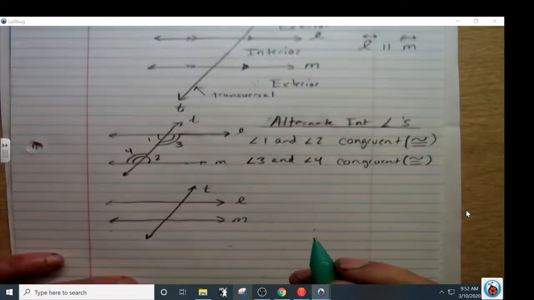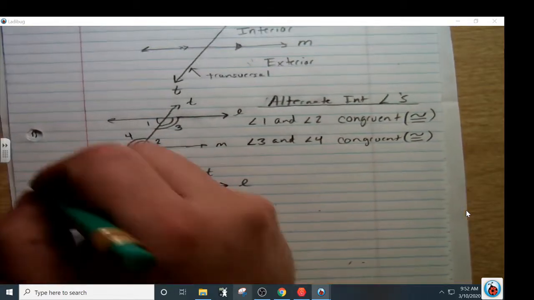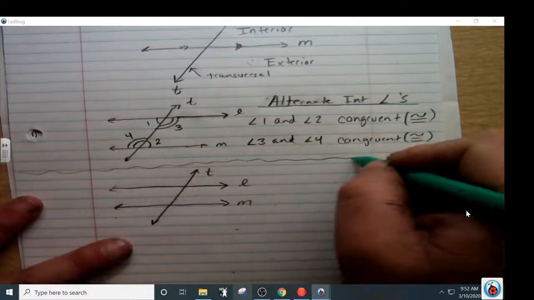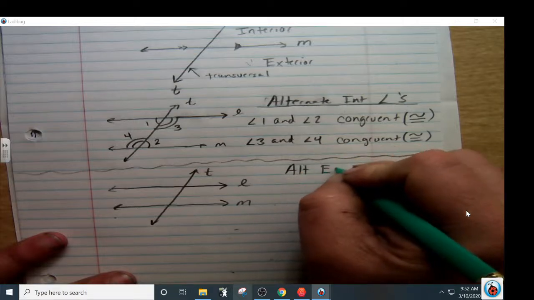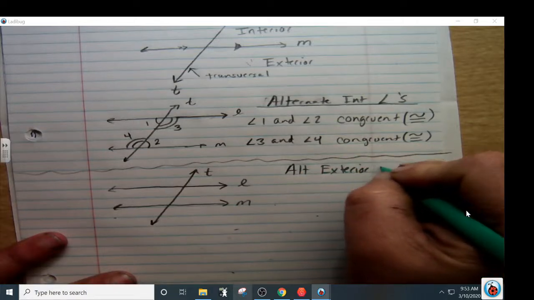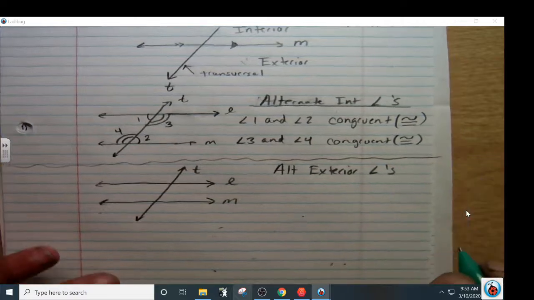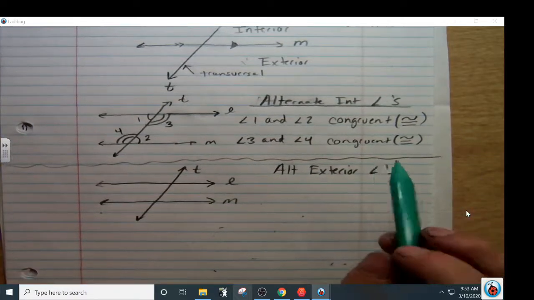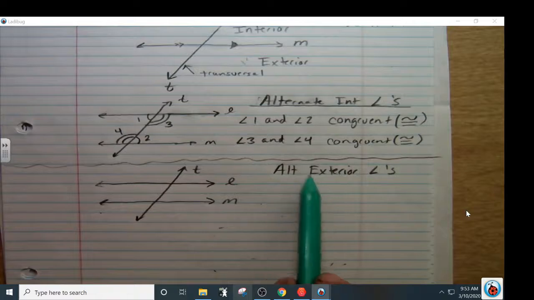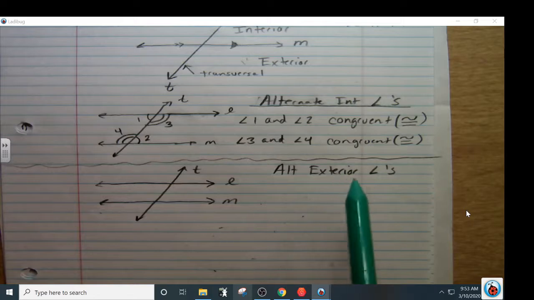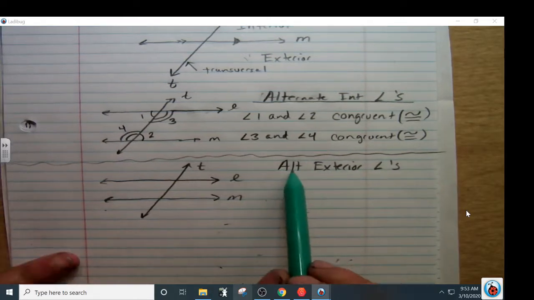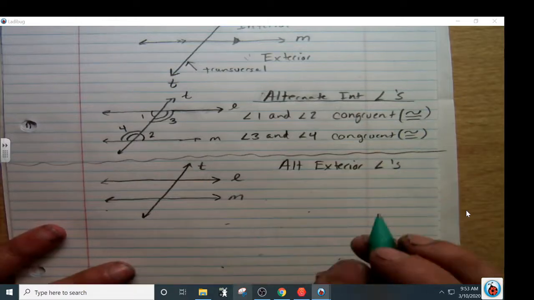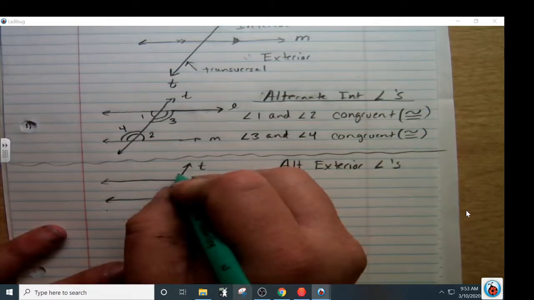Now, the second one we're going to talk about, guys, is alternate exterior angles. Looking at the name here, where are these going to be located? Inside or outside the parallel lines? Outside, because it's exterior. That also tells me that since they're alternate, they're going to be on opposite sides of the transversal.